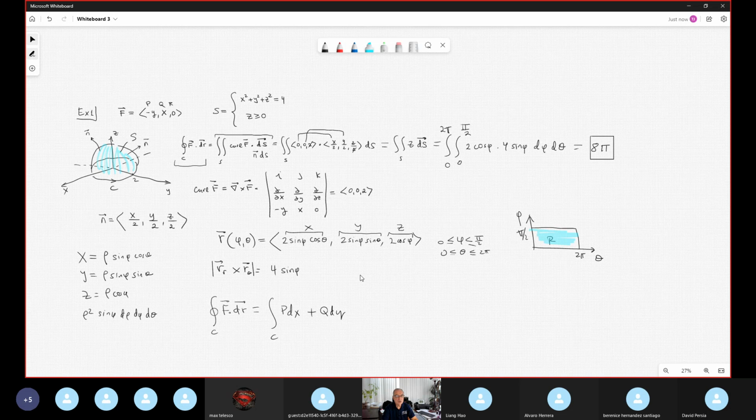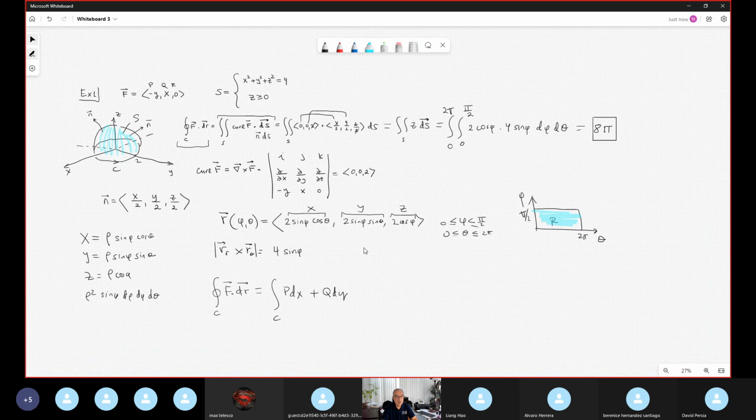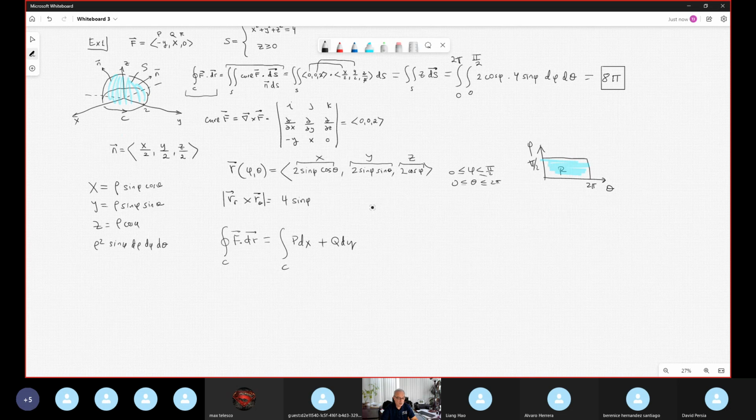And who is P and who is Q? Well, PQ is a vector field. And what is my parametrization of this? Well, my parametrization of the curve, look, this is a 2D picture, x y. This is a circle with the radius 2.